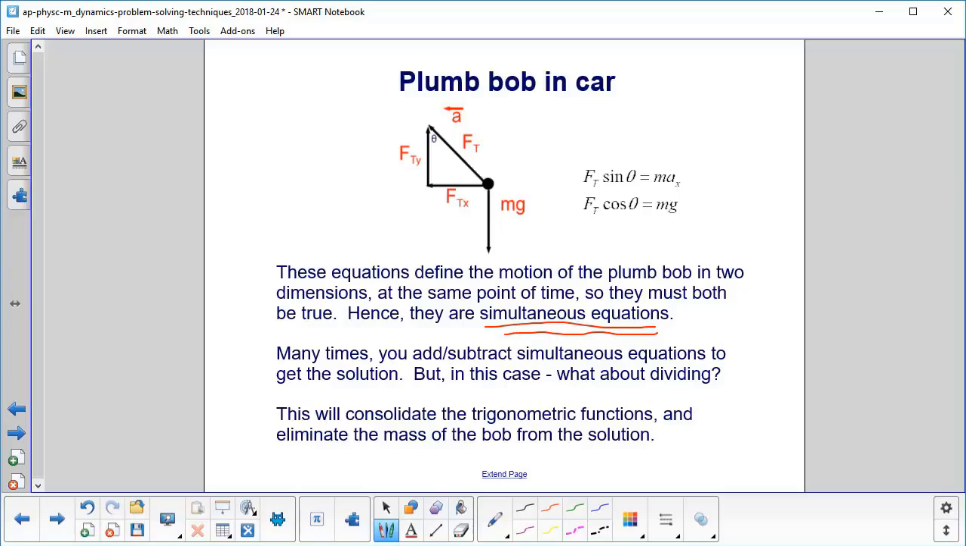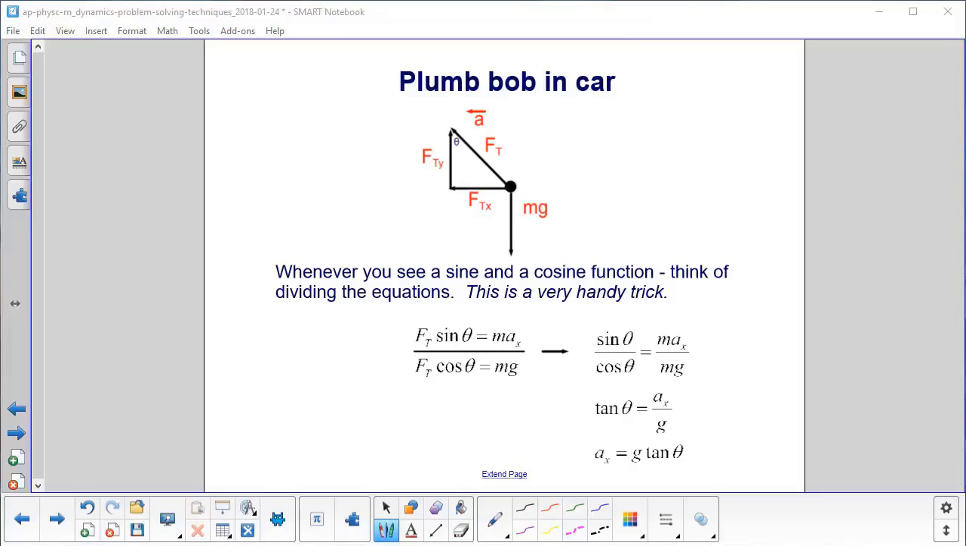But in this case, how about dividing? And now you may be able to see why we stacked the sine on top of the cosine. Because what is the sine theta divided by cosine theta? Well, we'll see on the next slide. And what's going to happen is the tension will cancel out and the mass will cancel out of the bob.